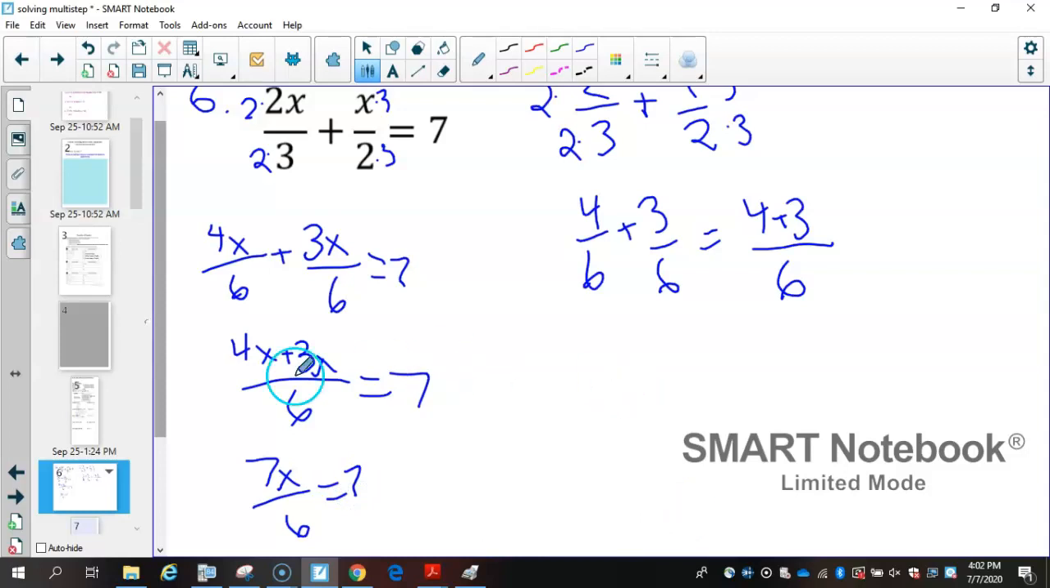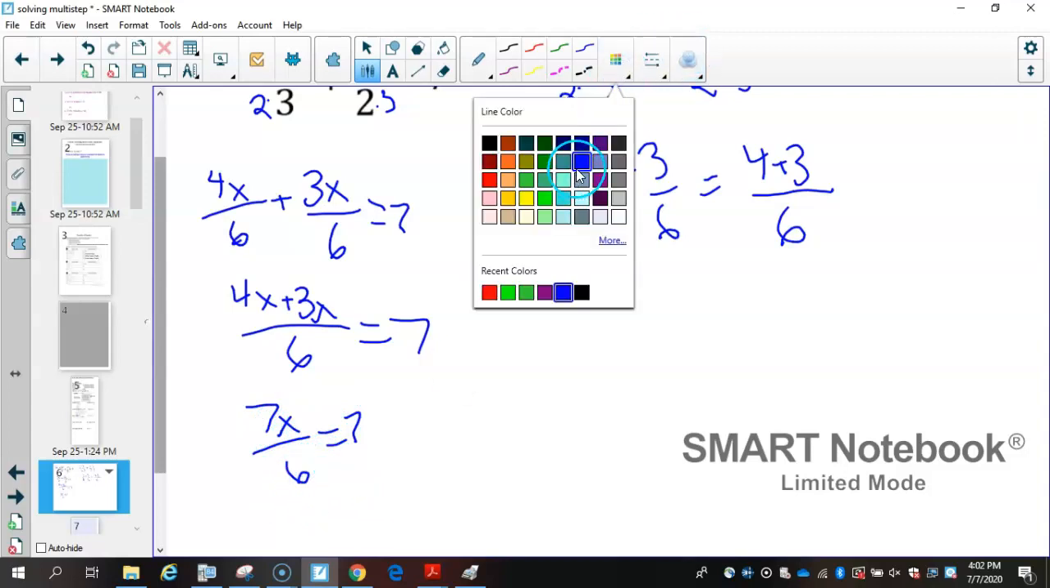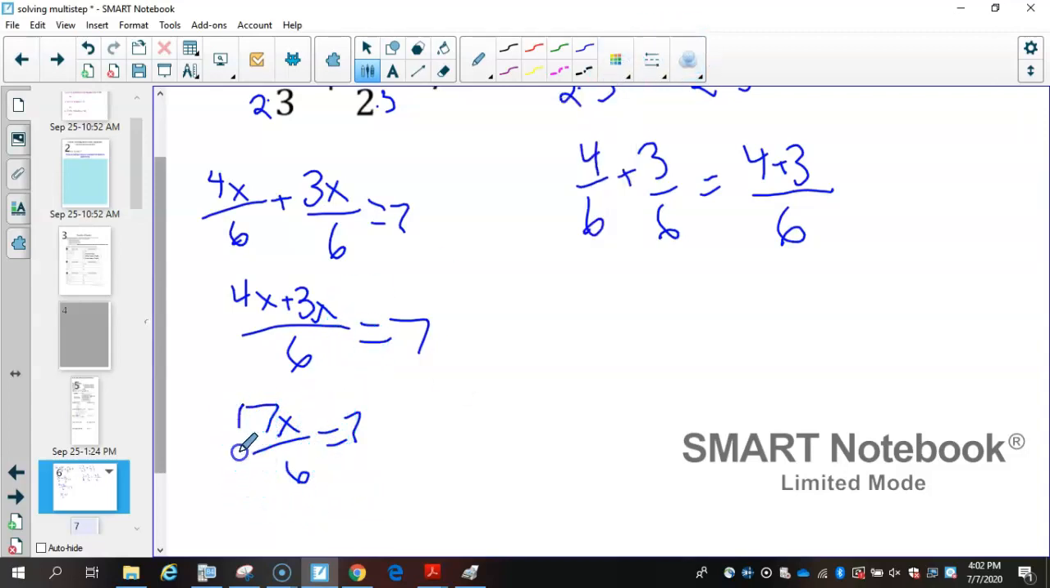And now this becomes a simpler equation. Now I'm looking for, how do I get x by itself here? Well, I have to get x by itself and I have to get rid of this 6. 7x is being divided by 6. So in order to get rid of that 6, I need to multiply this entire fraction by 6. And multiply the 6 on this side.